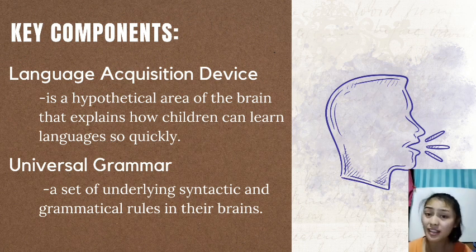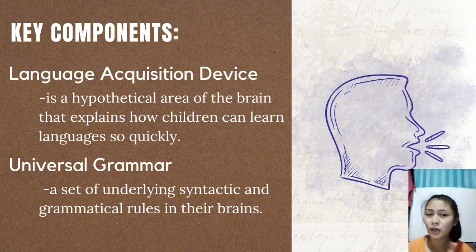It is a hypothetical area of the brain that explains how children can learn languages so quickly. Okay? Now do you think this is the fact? Let us think back to when we were still a baby. Is this actually true, that we're acquiring it just by our own? We have functioned it on our own? All right, maybe yes, maybe no, right?